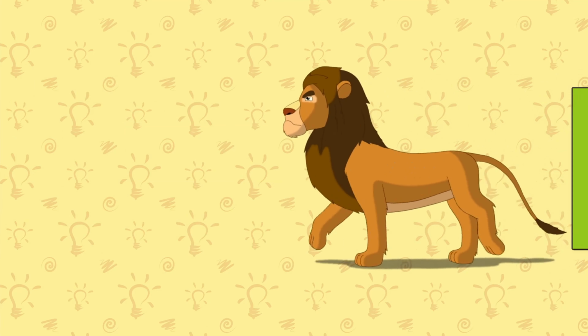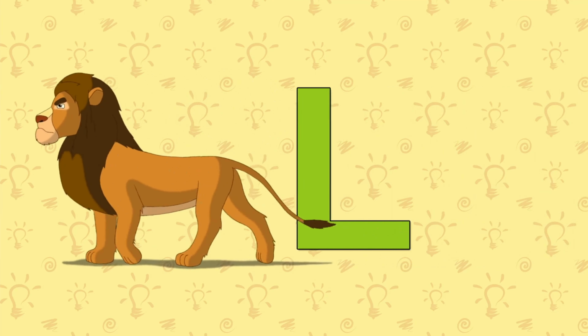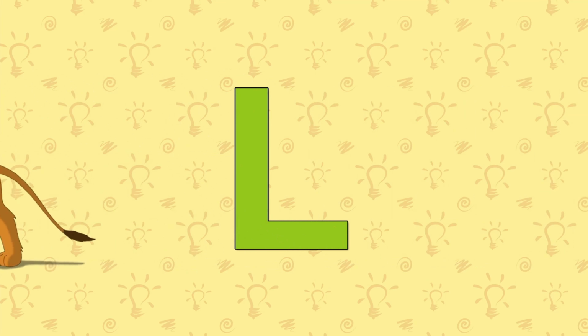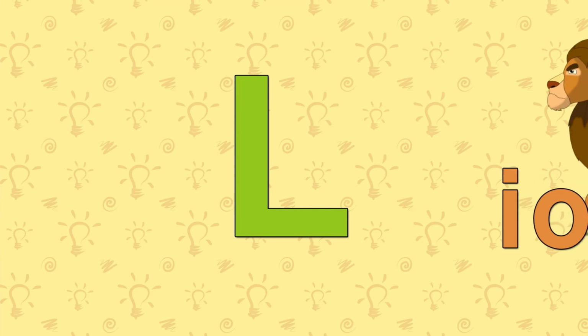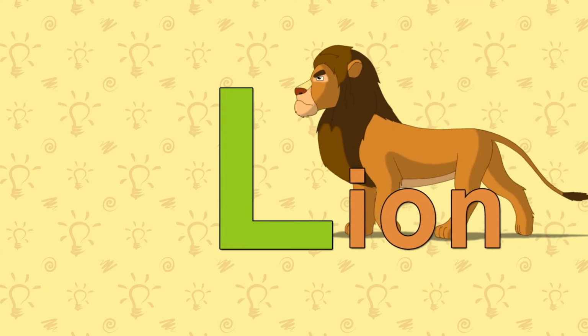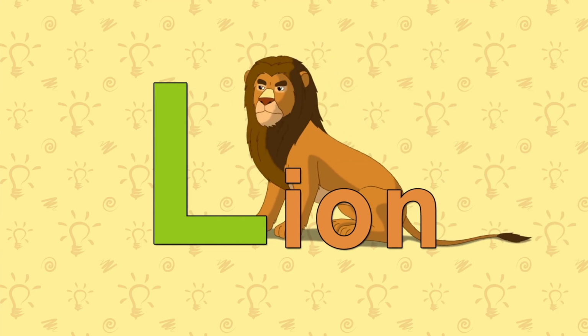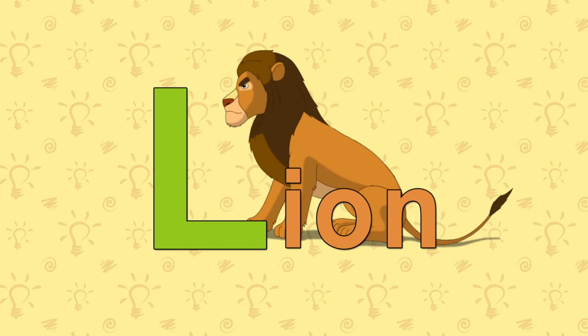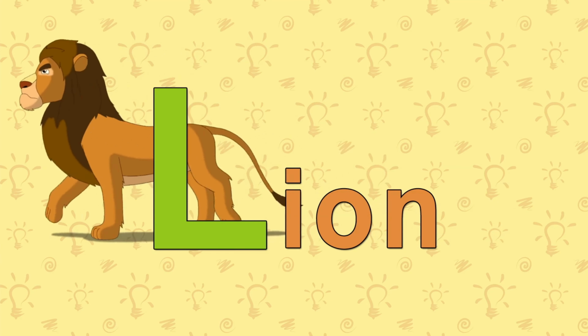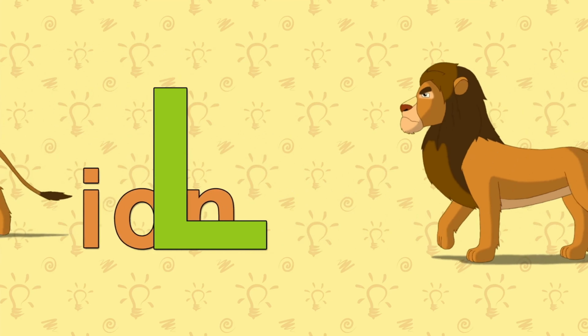Children, this is alphabet L. L for lion. Say after me. L for lion. Let's repeat. Once again. L for lion. Very good.